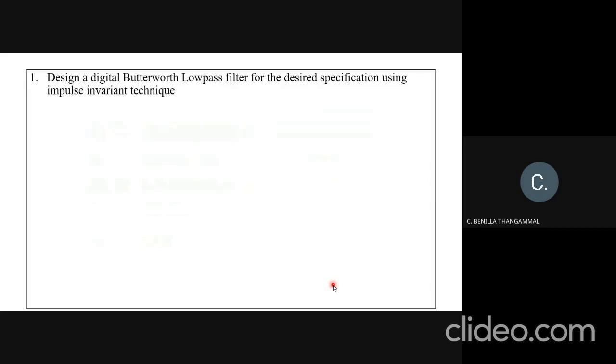Next is your problem. Design a digital Butterworth low pass filter for the desired specification using impulse invariant. 0.8 less than or equal to modulus of h of j omega less than or equal to 1.0 for 0 less than or equal to omega less than or equal to 0.2 pi, and modulus of h of omega less than or equal to 0.2 for 0.6 pi less than or equal to omega less than or equal to pi.